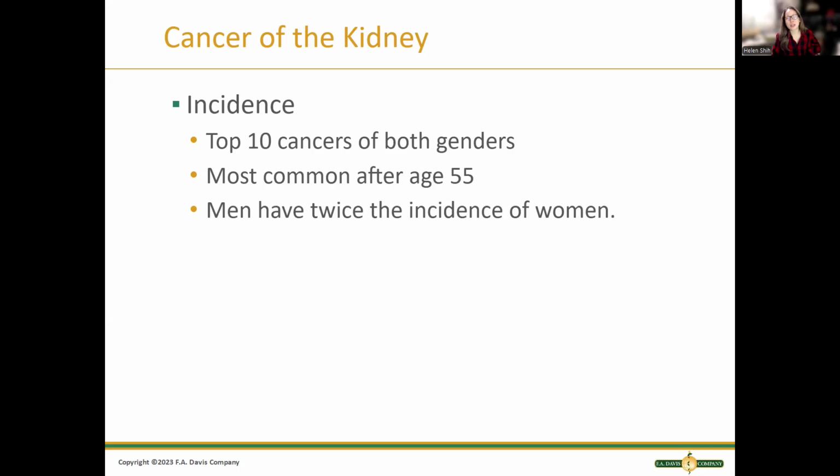Now, moving on to kidney cancers, the incidence of kidney cancer is that it's actually one of the top 10 cancers for both genders in the United States. Most kidney cancers are diagnosed after the age of 55, and men tend to have twice the incidence of kidney cancer compared to women.